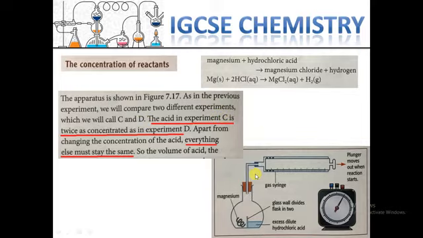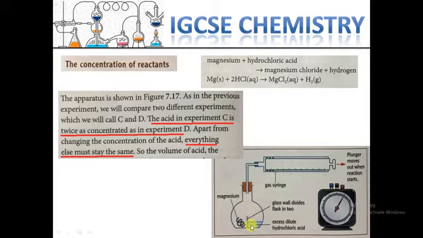Here also we are going to use two different samples, and sample C is twice as concentrated as experiment D. We are going to put magnesium in hydrochloric acid. If we put magnesium in hydrochloric acid, there will be a reaction: magnesium and hydrochloric acid give magnesium chloride and hydrogen gas. This hydrogen gas can be measured, so we can see how the reaction is going on.